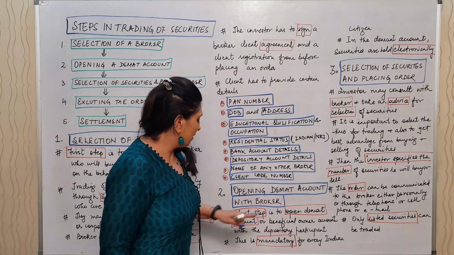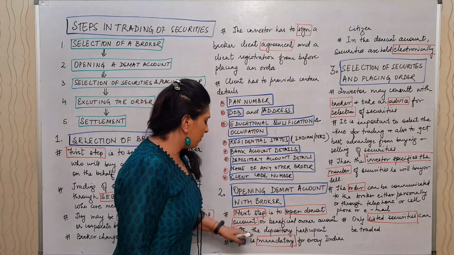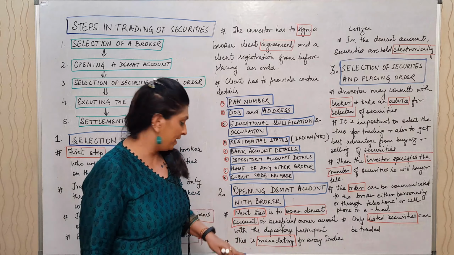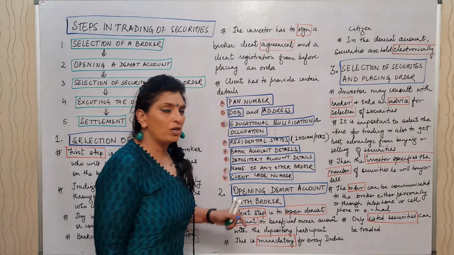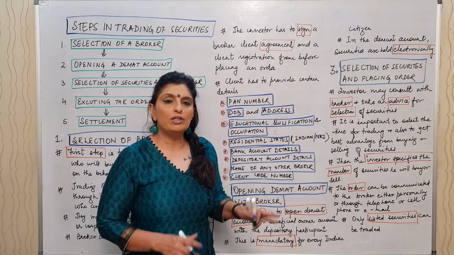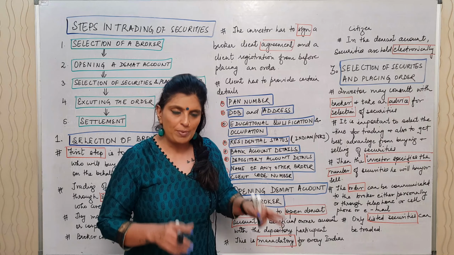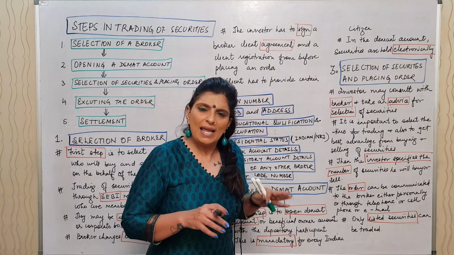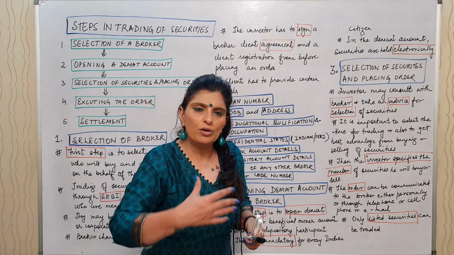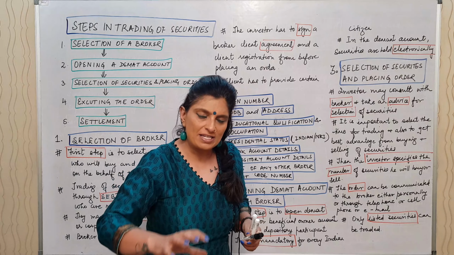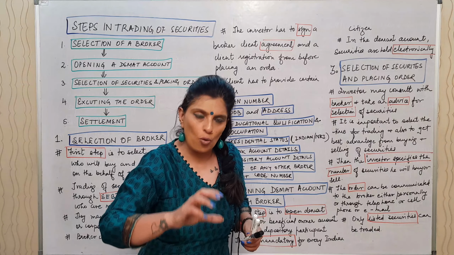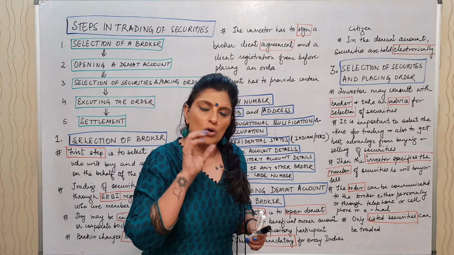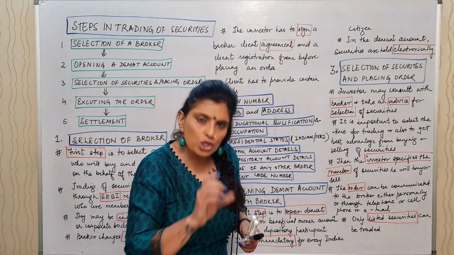Next is opening a demat account with the broker. The next step is to open a demat account or beneficial owner account number, which is called BOID, with a depository participant. Depository participants are something like a bank with whom you open your account. Similarly, depository participants are those with whom you open an account number, the demat account number, to deal on the stock exchange for buying and selling of securities. We'll talk about depositories and depository participants later, but this is just a briefing here.